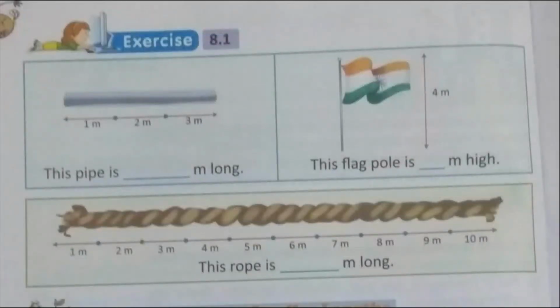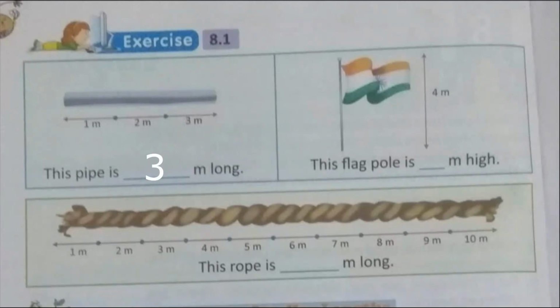Let's try to solve these exercises. Exercise 8.1. What is given here? There is one pipe, and they have measured it using meter. So let's count how long this pipe is. So 1 meter, 2 meter, 3 meter. So how long is it, beta? It is 3 meters long. So the answer will be, this pipe is 3 meters long.